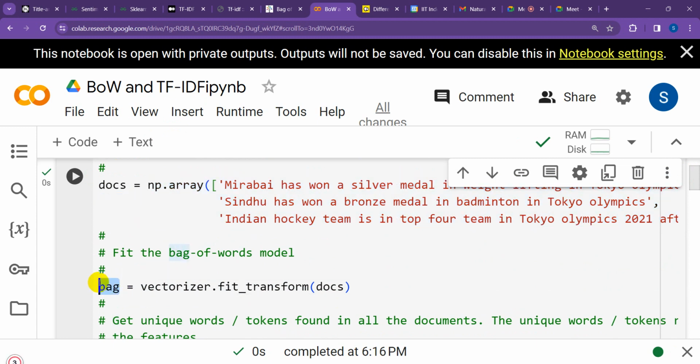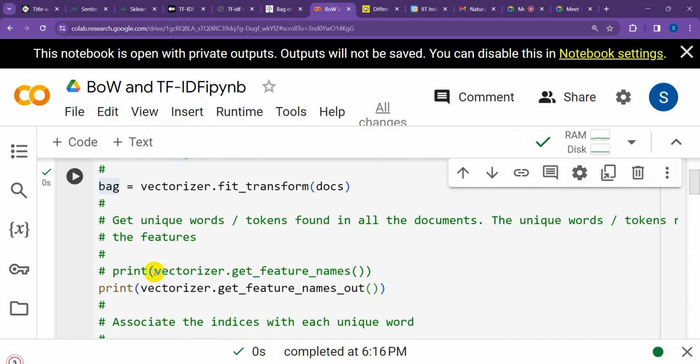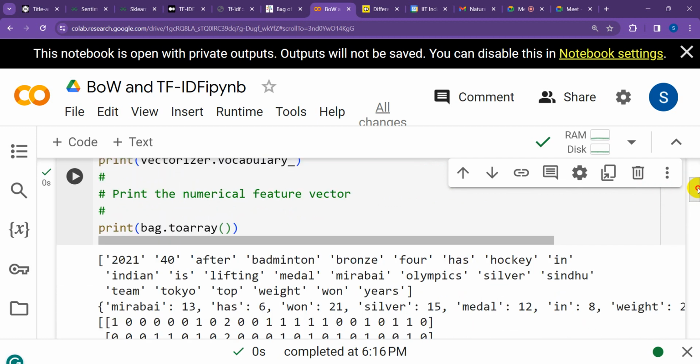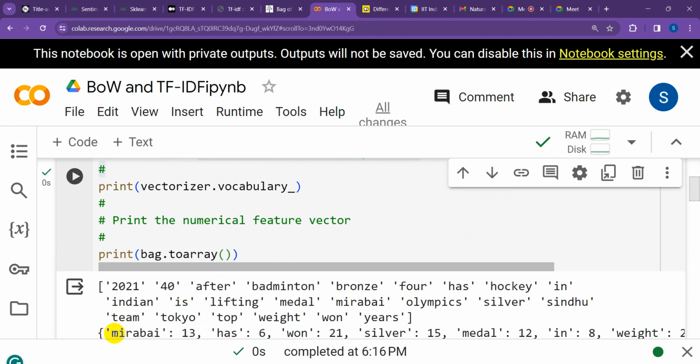After transformation, it will be stored here in the bag; that is, we have just fit it. Now, to get all the unique features, the unique words or the unique tokens, that is the vocabulary, I am going to print vectorizer dot get_feature_names_out. This is one function to get the unique words or the vocabulary from your corpus. Now we are going to associate each word with a unique index, because you cannot represent the word directly, right? So you will map each word to a particular index.